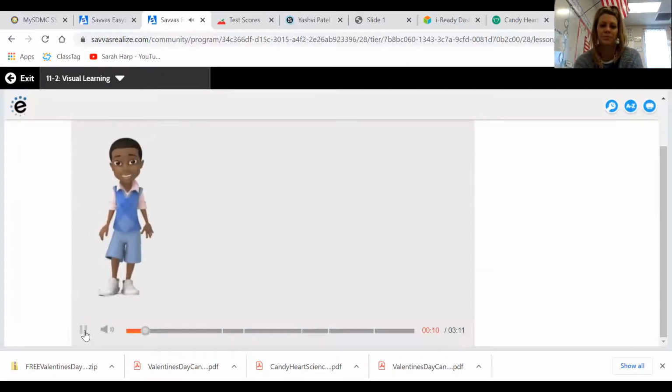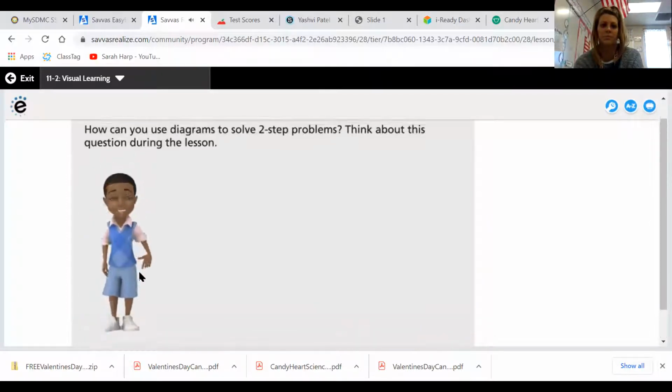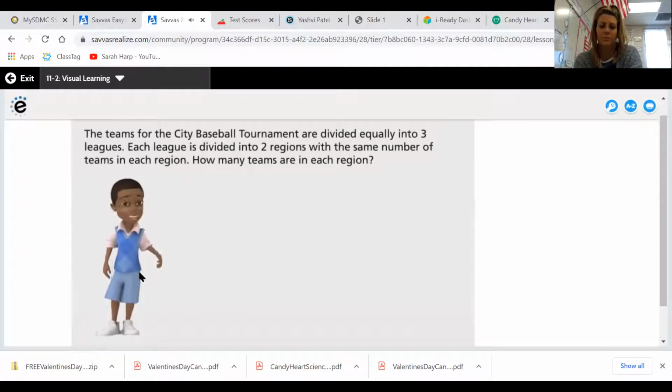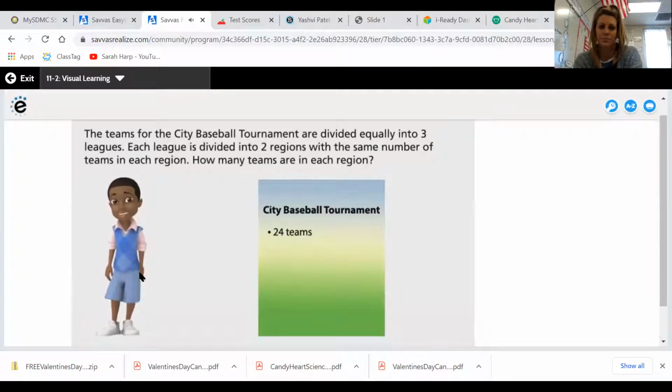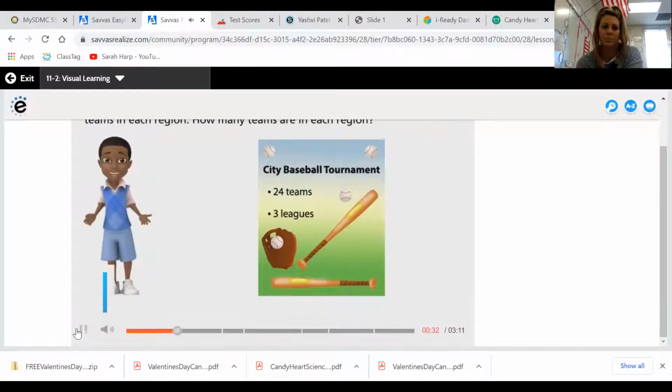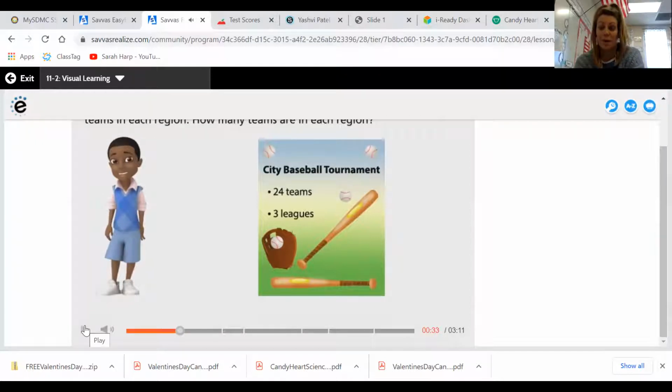How can you use diagrams to solve two-step problems? Think about this question during the lesson. The teams for the city baseball tournament are divided equally into 3 leagues. Each league is divided into 2 regions with the same number of teams in each region. How many teams are in each region? Let's find out. All right, I'm going to stop you right there.